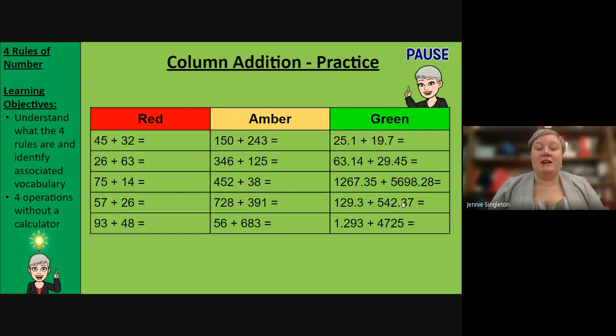Okay, so here's some practice for you to do. If you are feeling really confident with this, have a go at the green ones. If you are feeling okay, have a go at amber. If you feel like you need lots of practice, have a go at red. I would encourage you to do at least 1 full column, but then once you finish 1 column, challenge yourself with the next column over. You could pause the video here to have a go.